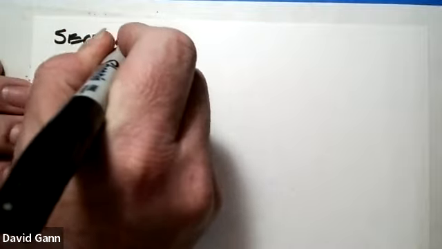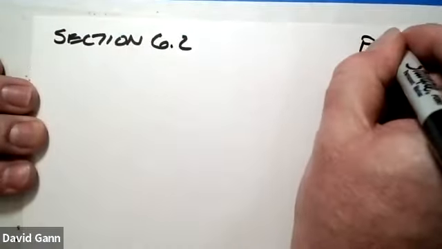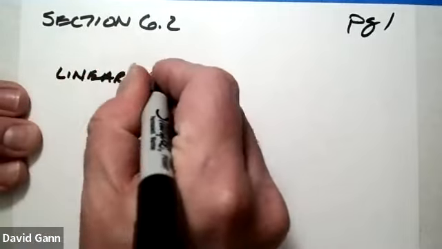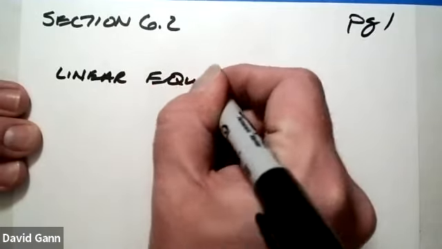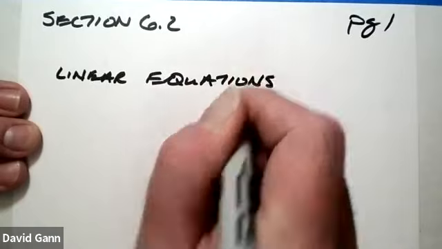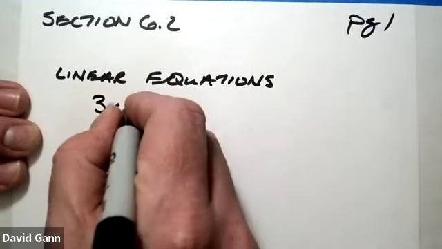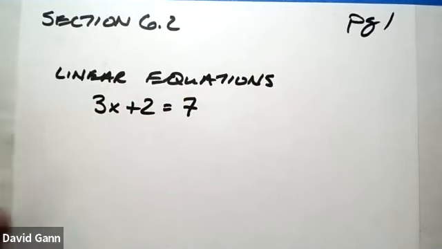So, section 6.2. When you're looking at an algebraic equation, there are several different kinds that we have at our disposal. We have so-called linear equations. I can give you an example, say 3x plus 2 equals 7, right? And you know how to solve a problem like that, and you've done it for years.